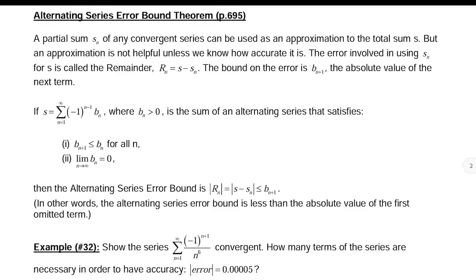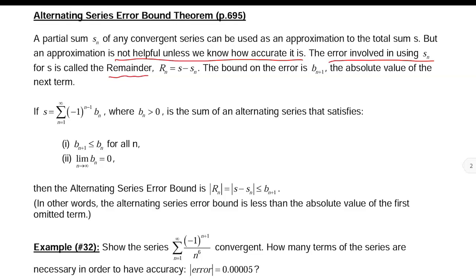In order to find the sum of an infinite series, you work with the partial sum. The partial sum of any convergent series can be used as an approximation to the total sum. If you do an approximation, however, an approximation is not helpful unless you know how accurate your approximation is. So we calculate an error whenever we do an approximation, and that'll give us an idea of how good an approximation we have. That approximation is called the remainder after we do a subtraction.